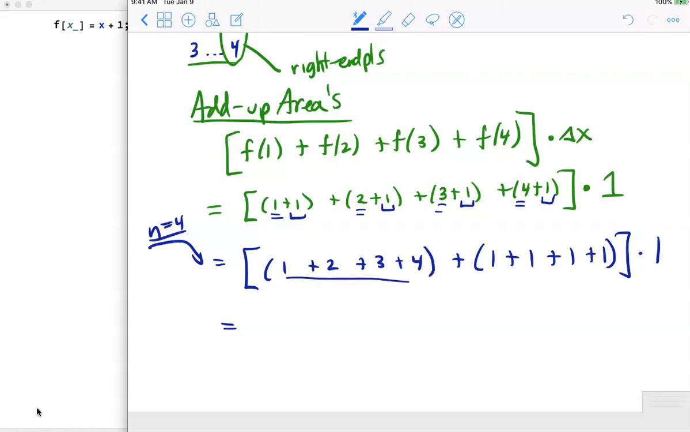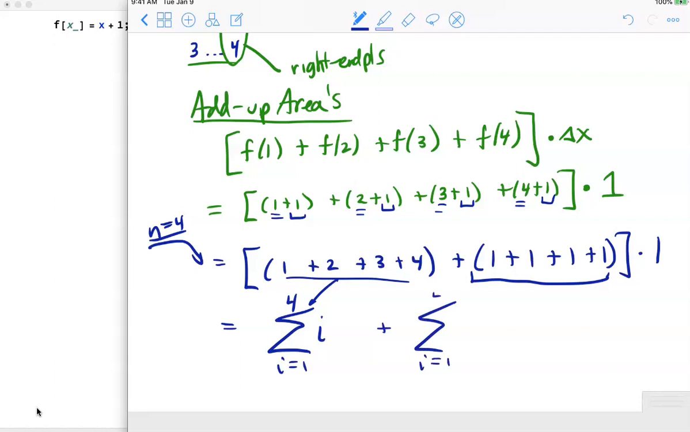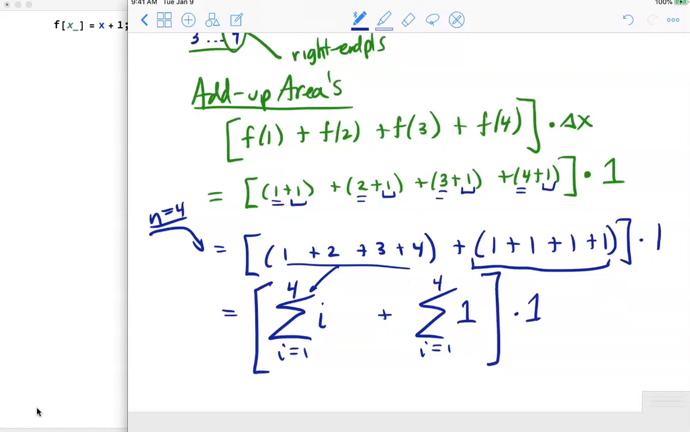So this first piece here can be written in sigma notation that you're familiar with from Calculus 2. So we can sum from i going from 1 to 4 of i. That's what this part is. And then this sum can be plus adding up i going from 1 to 4 of the number 1. And then we need to multiply all that times 1.